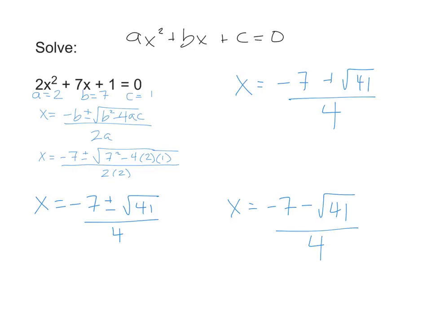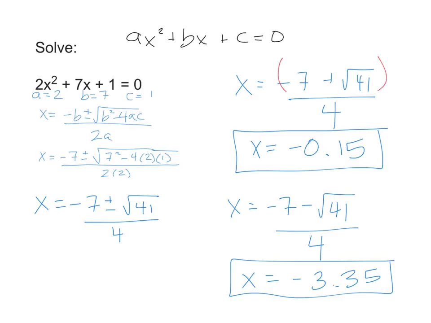If we want an answer to the nearest tenth or something, then we're going to put the rest of this into our calculator. Negative 7 plus root 41 over 4, and then negative 7 minus root 41 over 4. Those are the two solutions. I rounded to the nearest hundredth: negative 0.15 and negative 3.35.